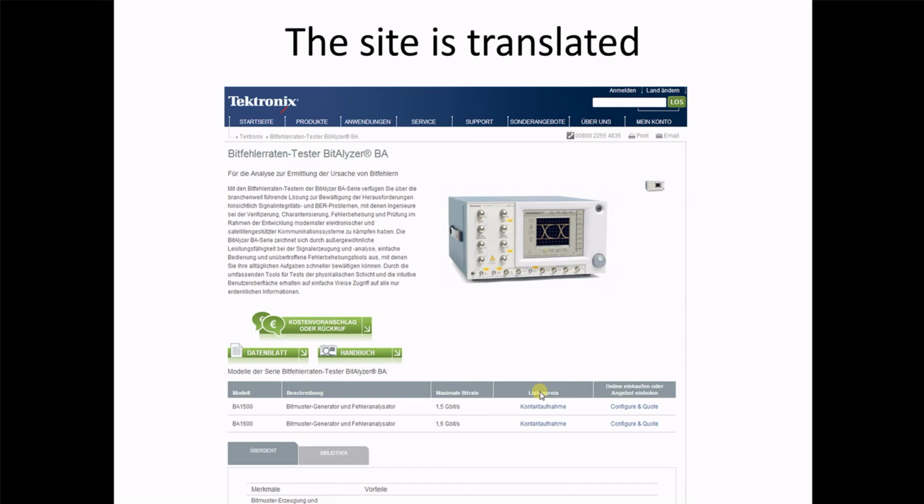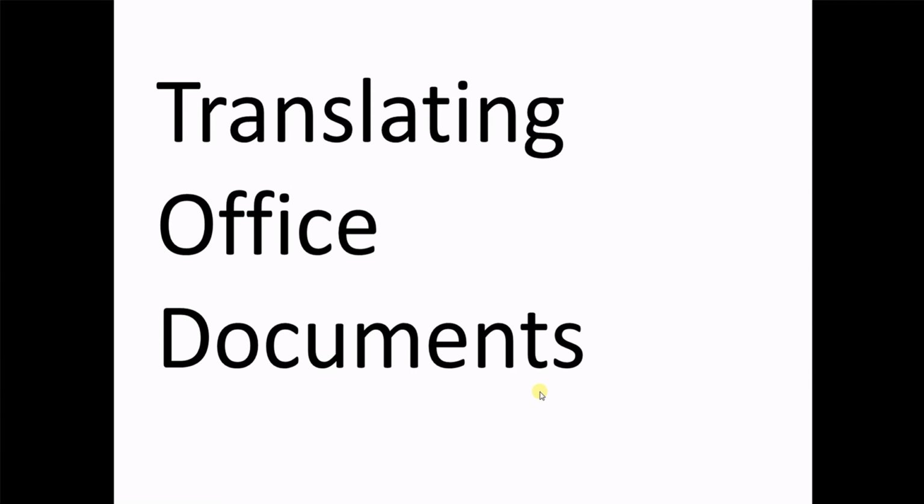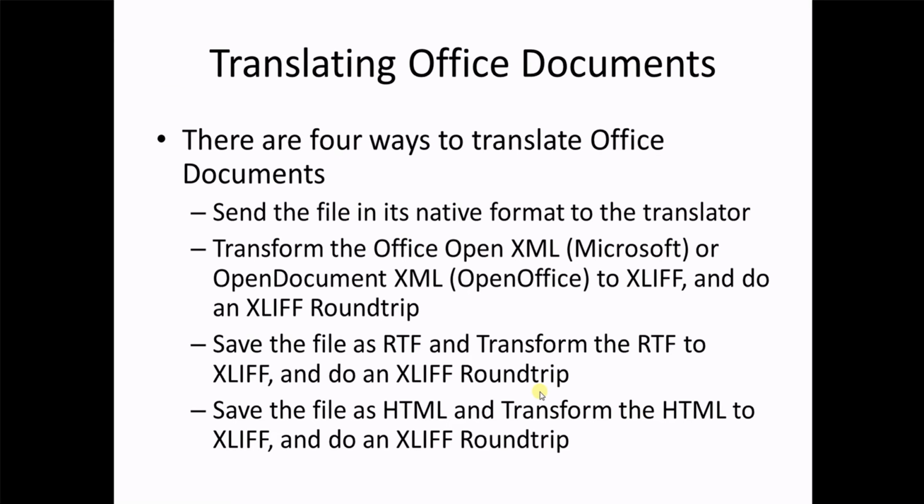Very nice. Okay, so the next topic is translating Office documents. By Office documents, I mean word processor documents, spreadsheets, presentations, things like this that are in the Office suite. Translating Office documents, there are really 4 ways to do this. You could send the file in its native format to the translator.